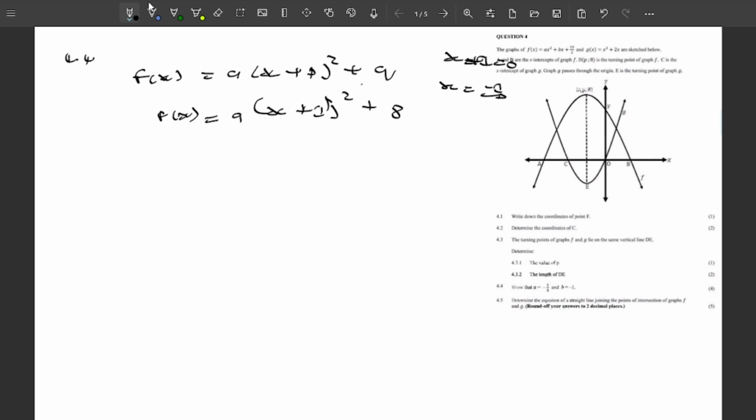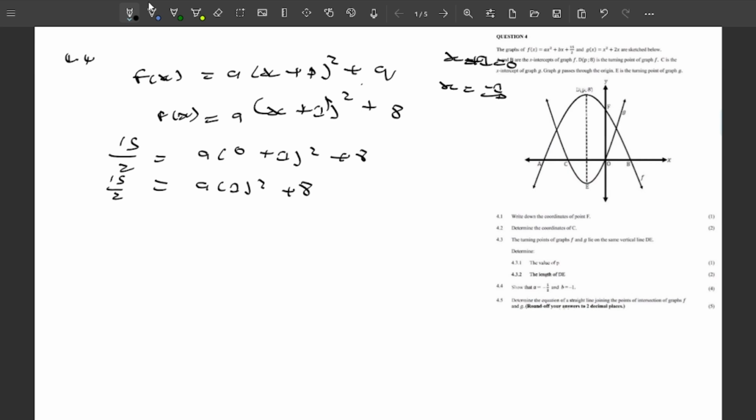Since you found this, the only value that you're missing here is the value of a. How can you find it? Quite simply, let's use the y-intercept that we found in the beginning, the value of f, which was 15/2. Subbing in, we know that it's 15/2, then a, the value of x here, it's going to be 0 plus 1 squared plus 8. From here on, we know that it's going to be a times 1 squared plus 8, equals 15/2.